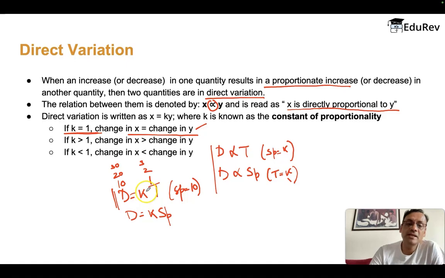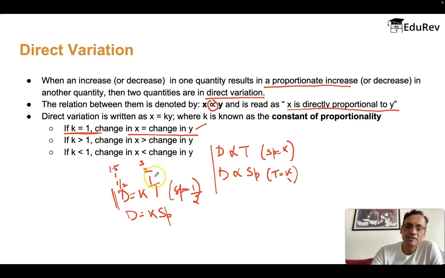Okay, and when k is less than 1, so let's say speed is half, speed is only half kilometers per hour. When speed is half kilometers per hour, then let me just erase this part. So now when your speed is half kilometers per hour, when time taken is 1 hour, distance covered will be half. Time taken is 2 hours, distance covered will be 1. Time taken is 3 hours, distance covered will be 1.5.